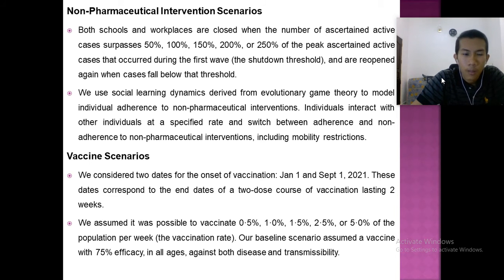And for the last and fourth method, vaccine scenarios. We consider two dates for the onset of vaccination, which are 1st January and 1st September 2021. This date corresponds to the end date of the 2-dose course of vaccinations lasting 2 weeks. We assume it was possible to vaccinate 0.5%, 1.1%, 1.5%, 2.5%, or 5% of the population per week, which is the vaccination rate. Our baseline scenario assumes a vaccine with 75% efficacy in all ages against both disease and transmissibility.